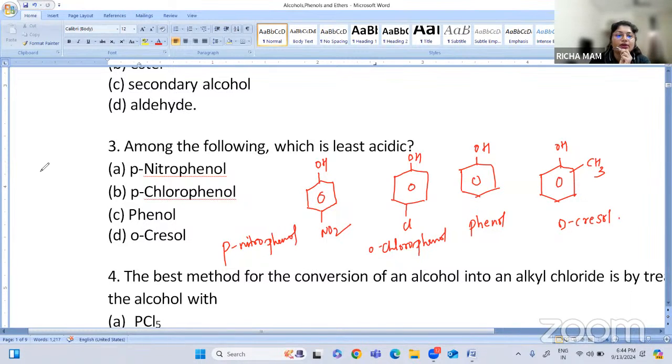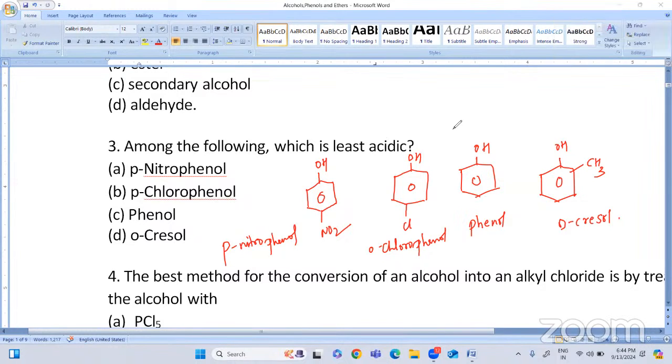Paranitrophenol. Okay. Now, which is least acidic? When we are talking about the acidic character, we have studied about electron withdrawing groups and electron releasing groups in the chapter of alcohol. It is a very important concept, and questions are also asked based on it.